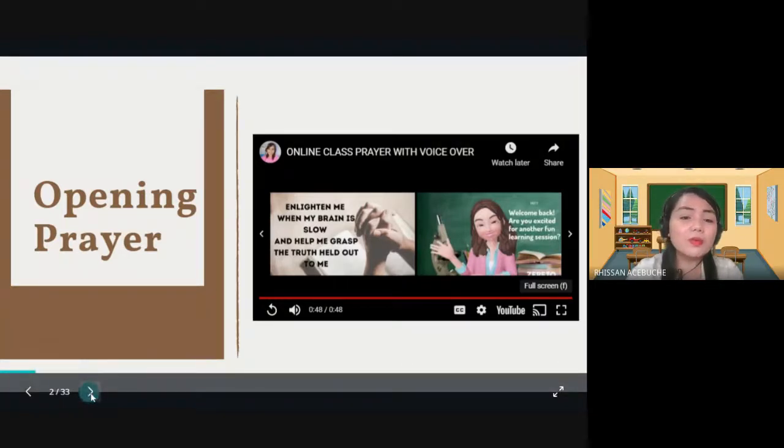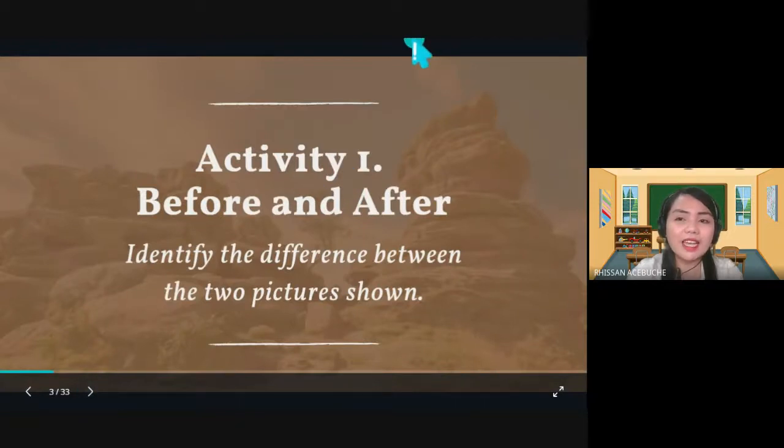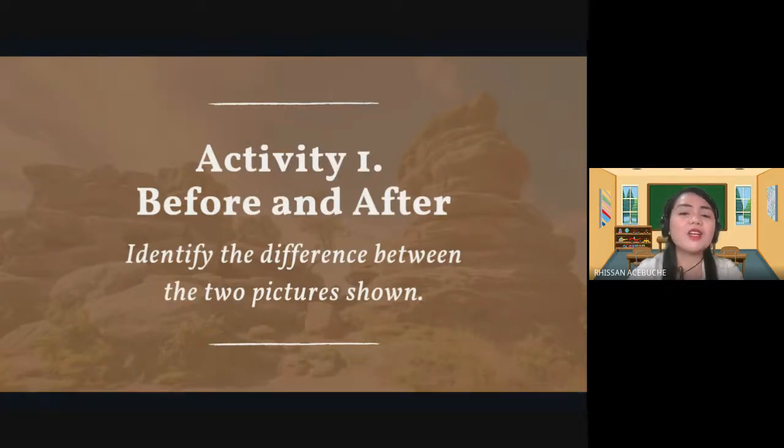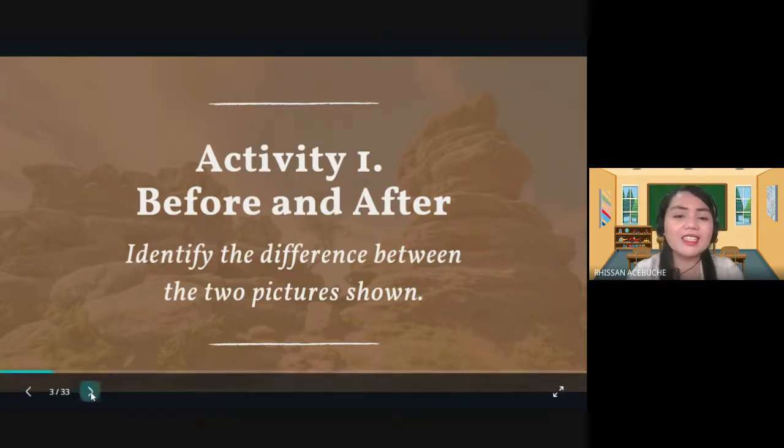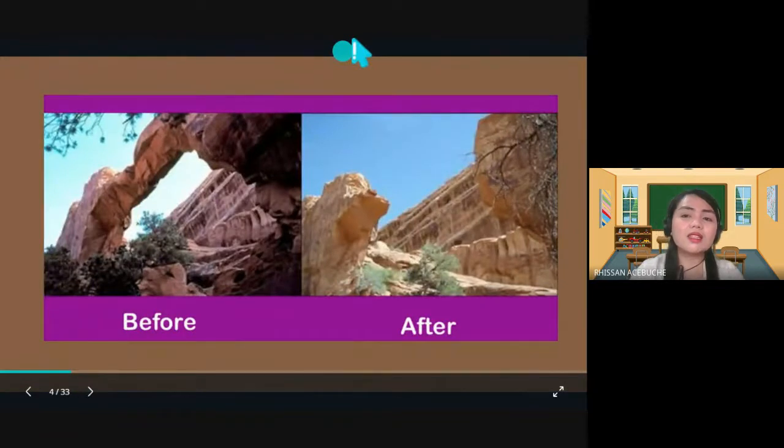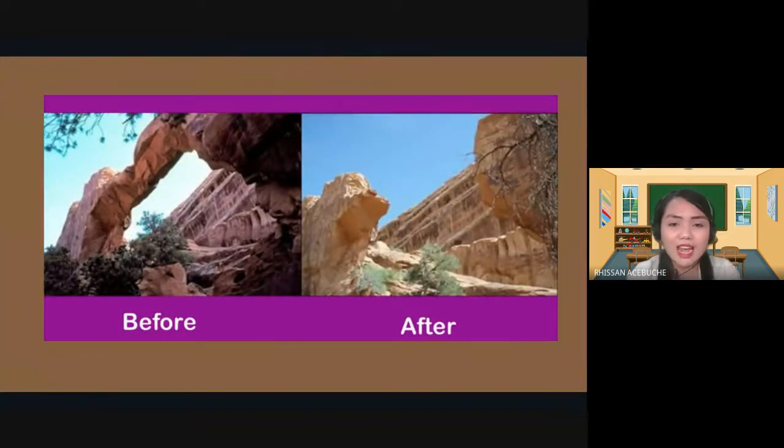So now we can begin with our first activity, and I titled this Before and After. So all you have to do is to identify the difference between the two pictures that I'm going to show you. All right, let's start with these two pictures. We have here before and after. What do you think is the difference between these two pictures? You may raise your hand if you want to answer. Yes, Pascual.